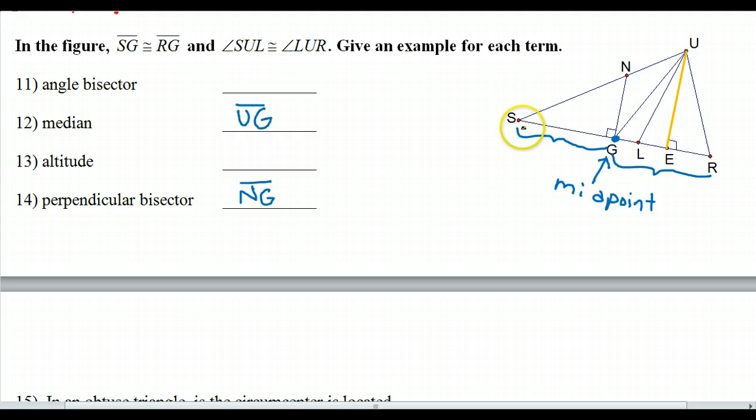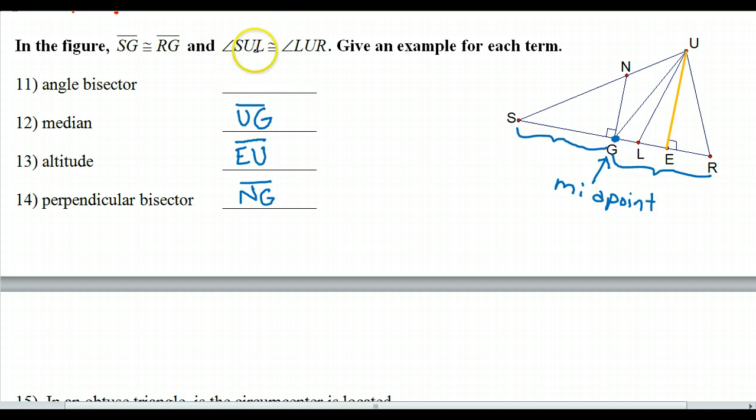So if you're not knowing these, that means you need to run the flashcards that I made for you, and you need to just do them over and over again until you memorize these terms. Okay, so the altitude is the one that goes from a vertex, and it has to be perpendicular, just like EU. So that leaves angle bisector, okay, that we still have to do.